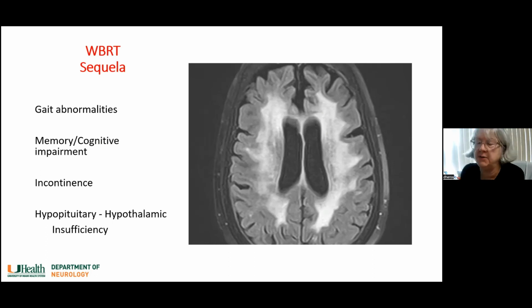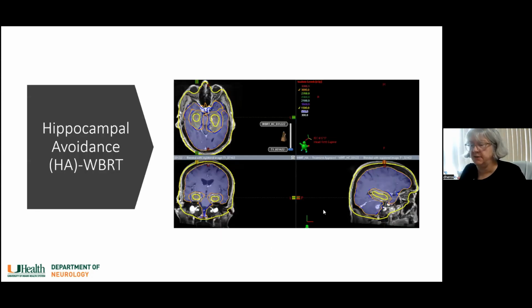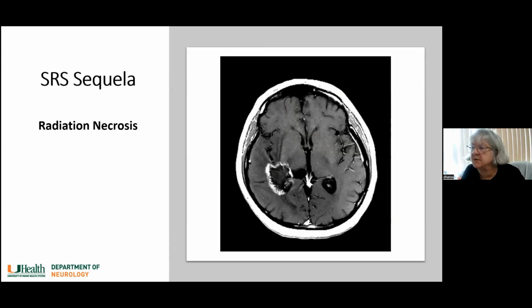It's also a reminder that some of these patients can become neurologically impaired because of the effect of radiation on the hypothalamus and the pituitary. So on a yearly basis, in patients who have been radiated, we will do a hormonal profile to look for endocrine insufficiencies. And this is just showing the mapping of the hippocampal avoidance whole brain radiation therapy as an attempt to decrease the cognitive impairment that these patients experience.